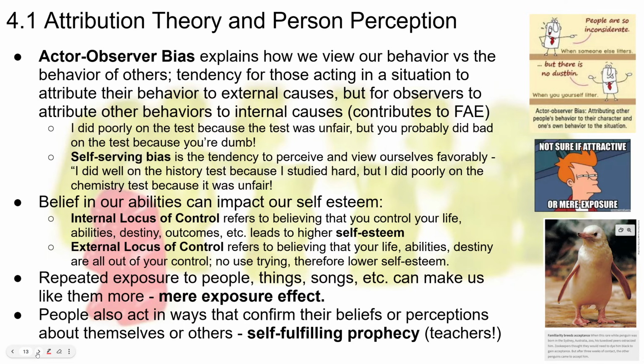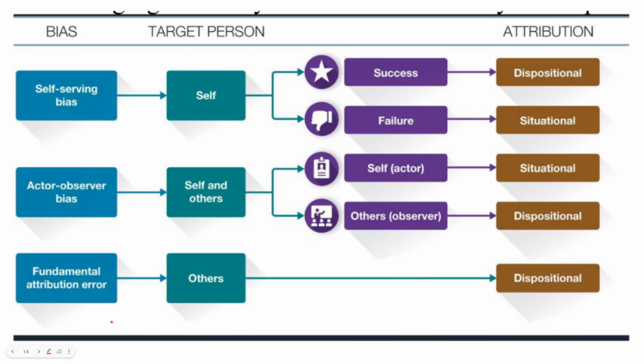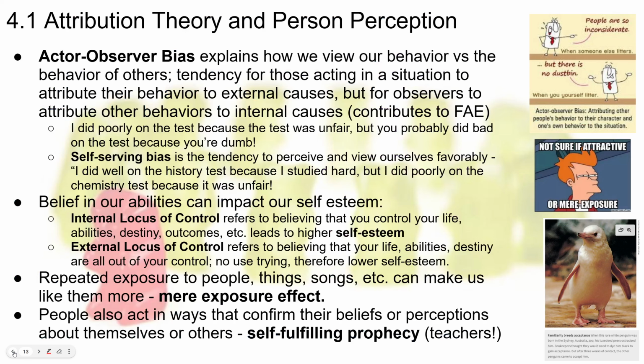I have a chart here that walks you through these three things. Self-serving bias mostly explains your own situation, successes and failures. Actor-observer bias explains our and others' behavior. And then the fundamental attribution error only applies to others' situations and things like that. All right.